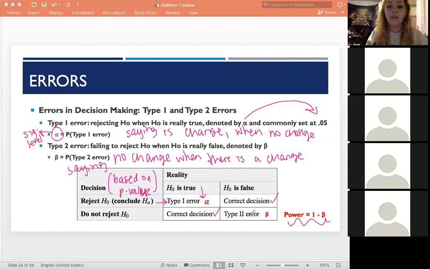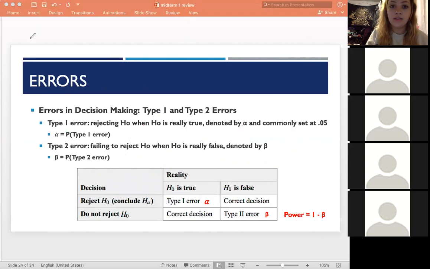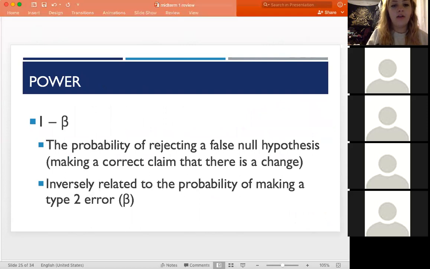Next slide. All right, so power. I understand the language for errors and stuff is what really trips people up. You really just need to think through it and be logical as to what they're actually asking for and what it means. So for power, like I said, it's 1 minus beta, so 1 minus the probability of a type 2 error. So the probability of rejecting a false null hypothesis. So this is good. Technically, you've got the power. It's making a correct claim that there's a change.